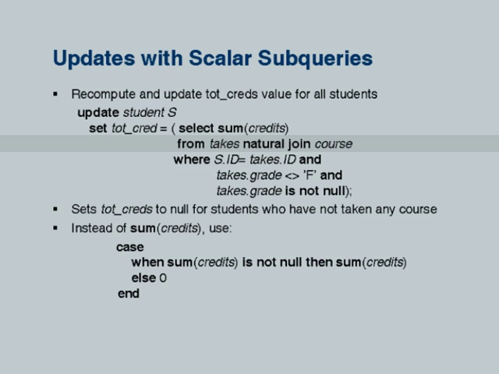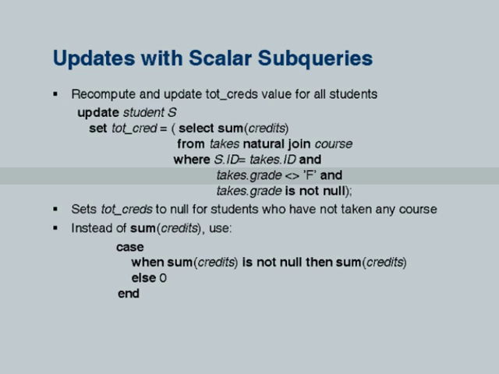Now, takes natural join course gives me rows for all students. I want it for a particular student, in this case for the specific outer level student I am considering here. So, I am saying update student s, and in here where s.id equal to takes.id. So, first of all, I am filtering out all the rows which do not correspond to this student. Now, this student may also have taken a course and failed it. I do not want to count the credits for such takes instances. So, I am going to say and takes.grade not equal to f.